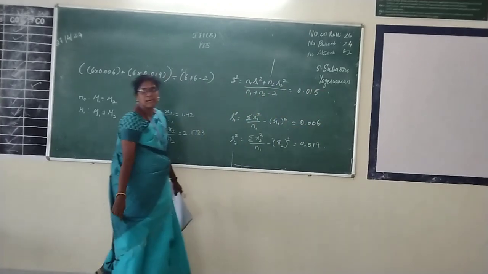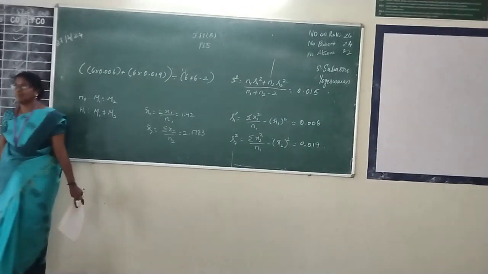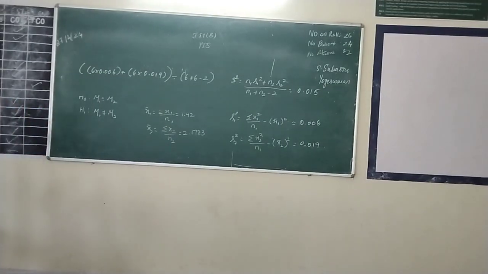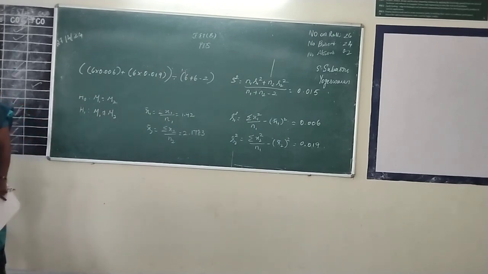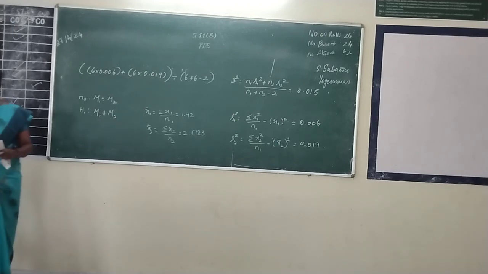0.015. Same answer for everyone. Every day at least half an hour, please practice with the calculator. Please spend time on calculator operation. Capital S square is 0.015.